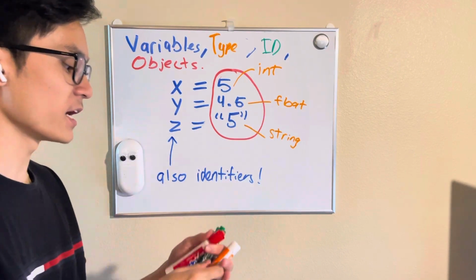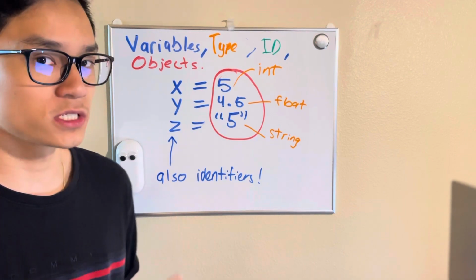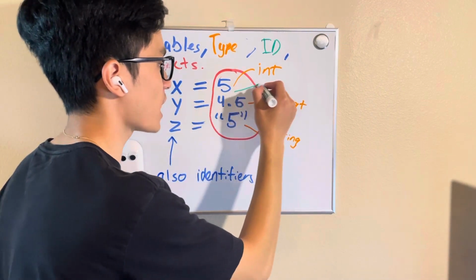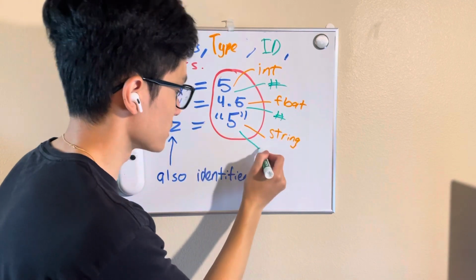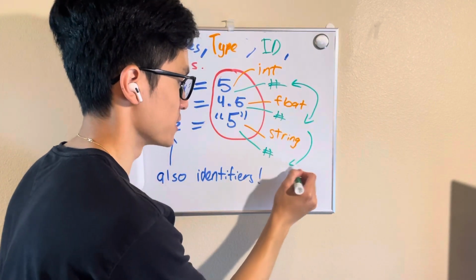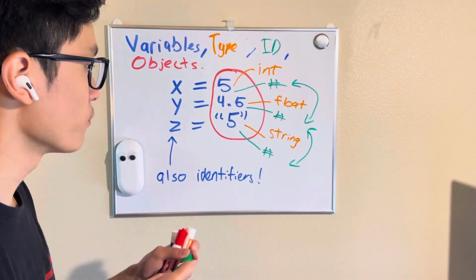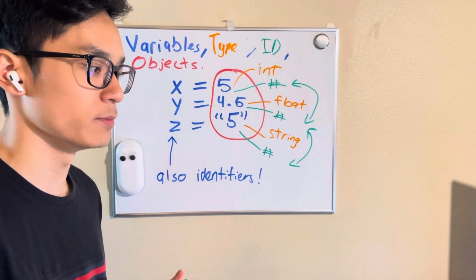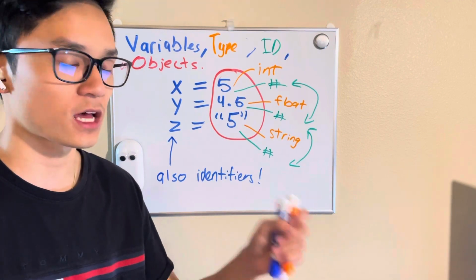So what is an ID? Now an ID is basically a bunch of numbers that Python uses to memorize what it is. So what I mean by that is 5 will have a unique ID compared to 4.5 and then the string 5. So these all will be different from each other because 1, the type is different, and 2, the value is not even the same. So if we look at the integer 5 right here, and then the string 5, it will have a different ID because Python's like, okay, an integer is different from a string, so they gotta have different IDs.